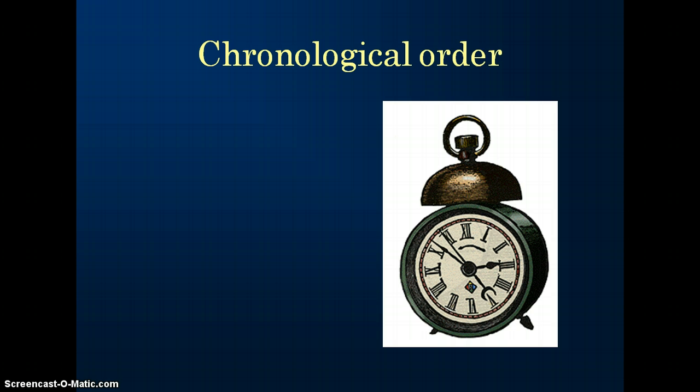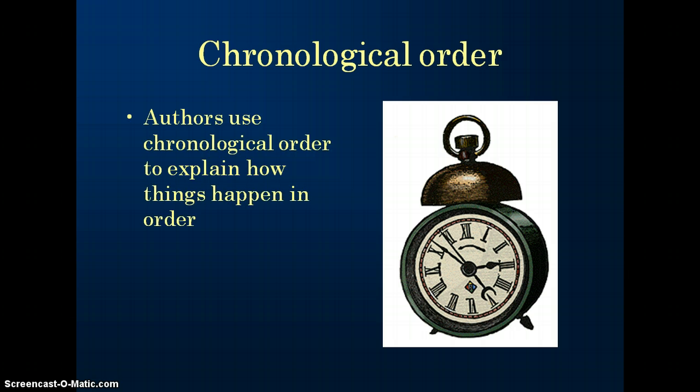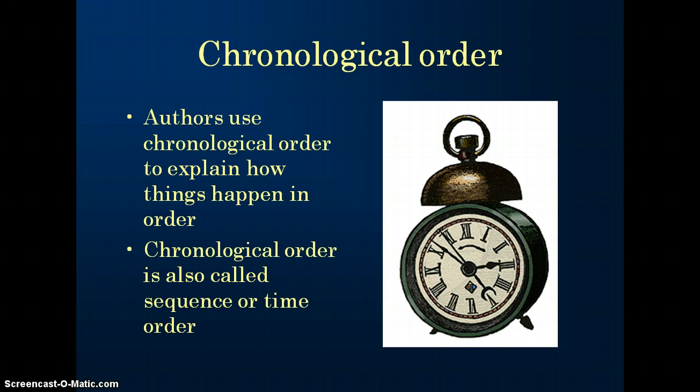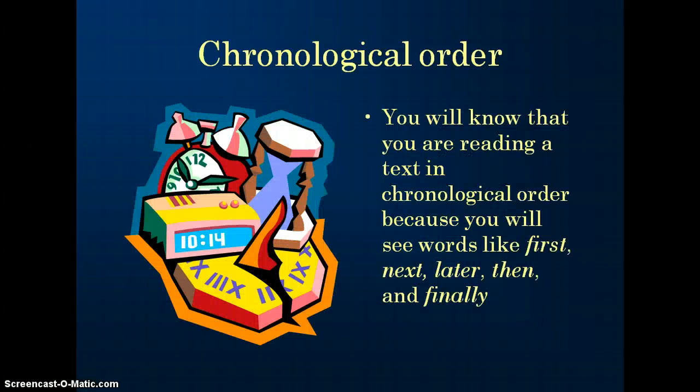Let's first look at chronological order, a type of text structure. Chronological order is often used to explain how things happen in order. Sequential order, it is sometimes called. Chronological order is also called sequence or time order, as I stated earlier. You will know when you're reading chronological order because you'll see words like first, next, later, then, and finally. Those are your keywords. That's a giveaway that you have chronological order.